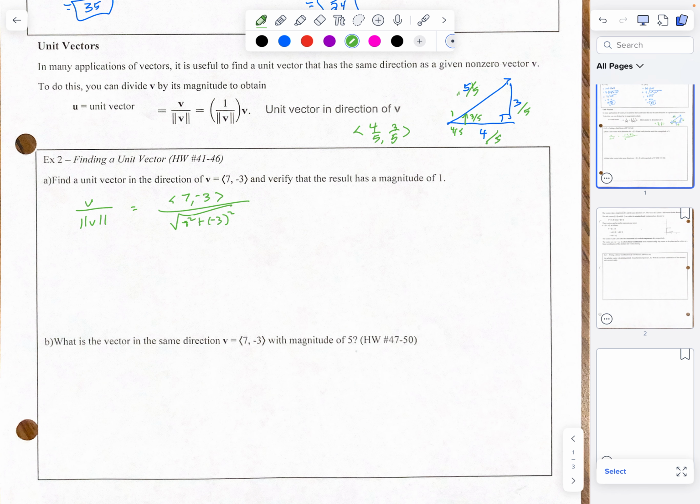But again, you need to study the vocab. Study, review the vocab, because you're not done there. They want it as a linear combination, which means they want it in terms of i and j. And that's it.